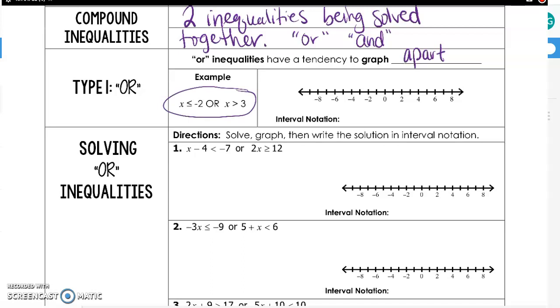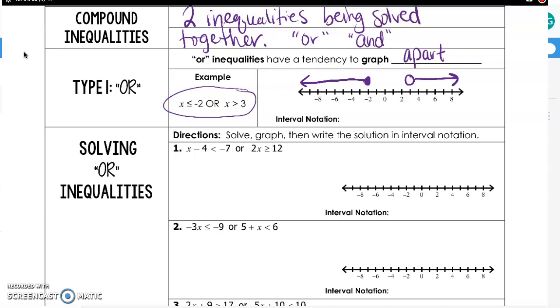So x is less than or equal to -2 means we have a closed circle on -2 and we go to the left. For x is greater than 3, we would have an open circle at 3 and then we would go to the right. So two separate inequalities. You are shading or drawing to the outsides of the graph.